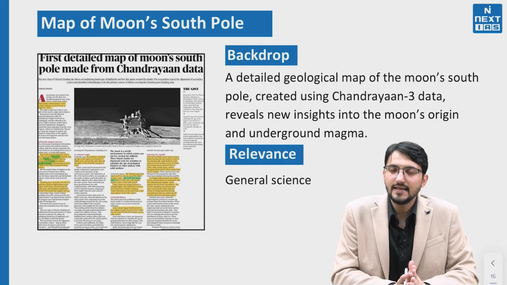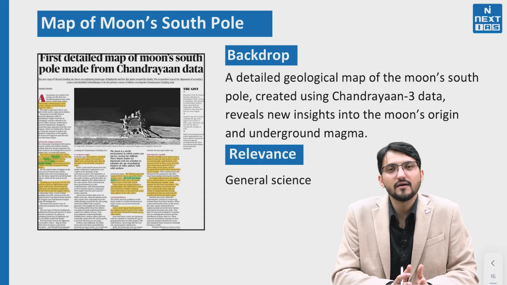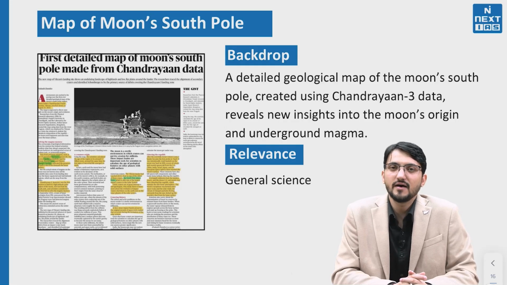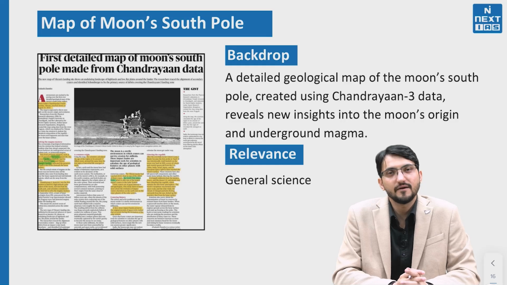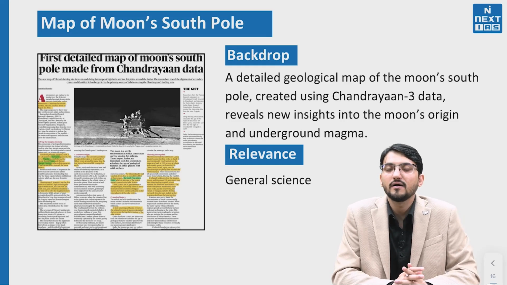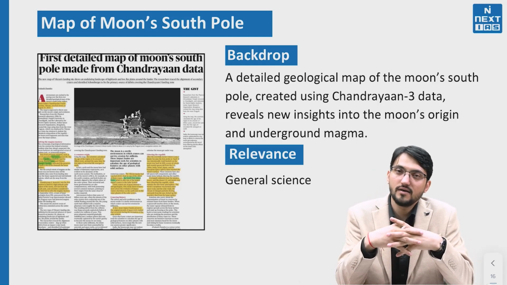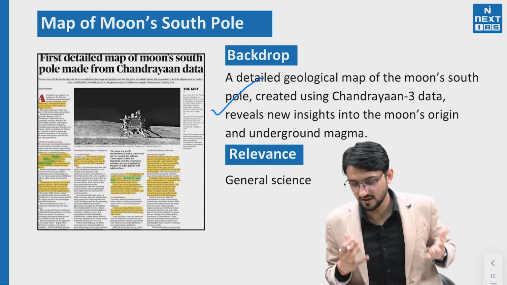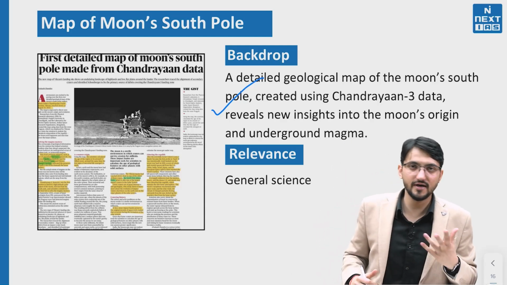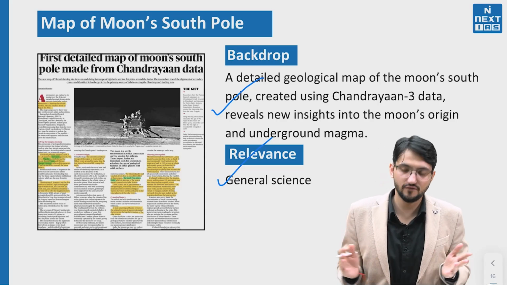The next article relates to the mapping of the Moon's south pole by none other than our Chandrayaan-3 mission. The Vikram lander and the Pragyan rover have sent a lot of data, and we have created a map of the south pole. Not only that, we have done a lot of research. So this news is about this geological map of the Moon's south pole created from the Chandrayaan-3 data. The relevance is in the general science section of your syllabus.